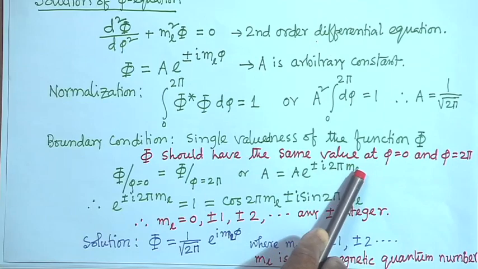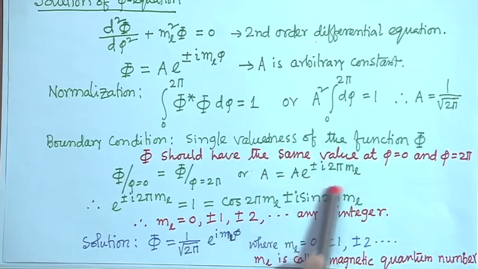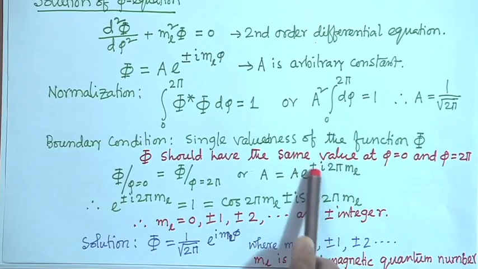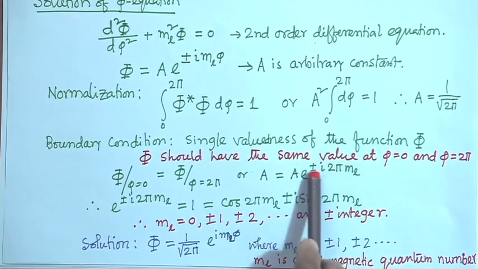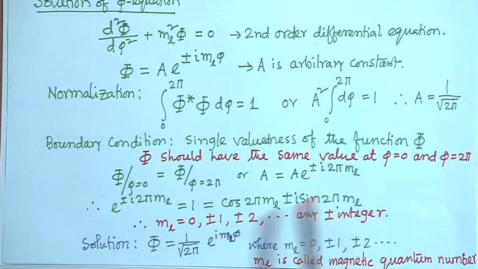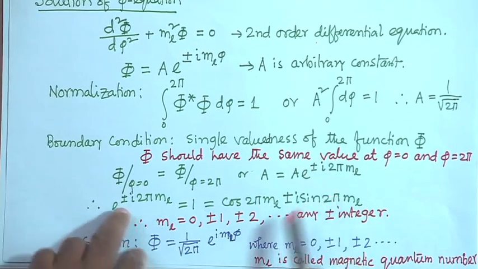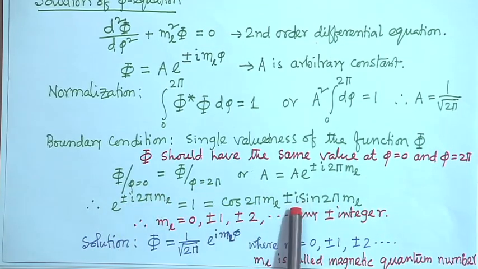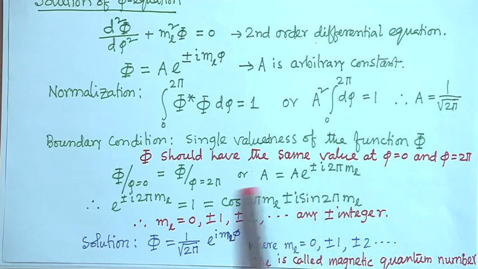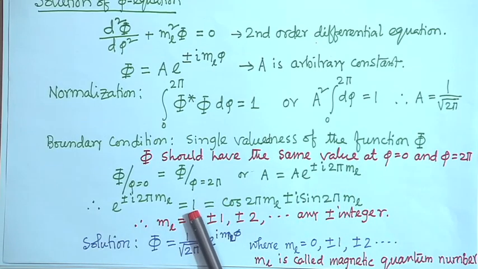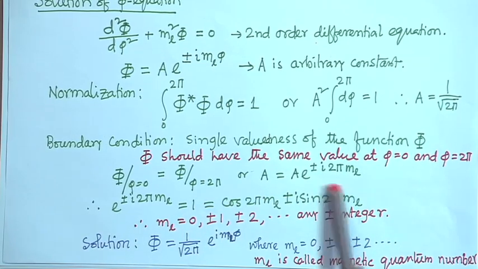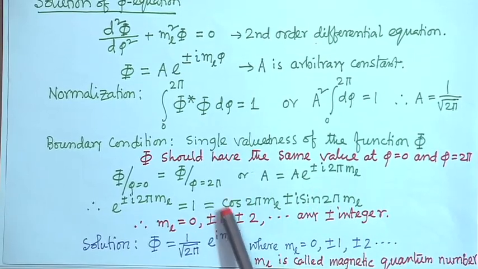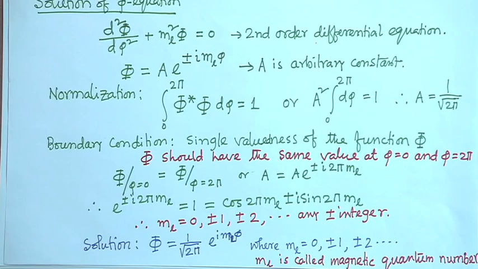Now, to be equal to this, this part has to be 1. This is nothing but cos 2 pi m l plus minus i sin 2 pi m l. So, from here this has to be 1. That means the sine part has to be 0 and the cosine part has to be 1. So, cos 2 pi m l has to be 1.